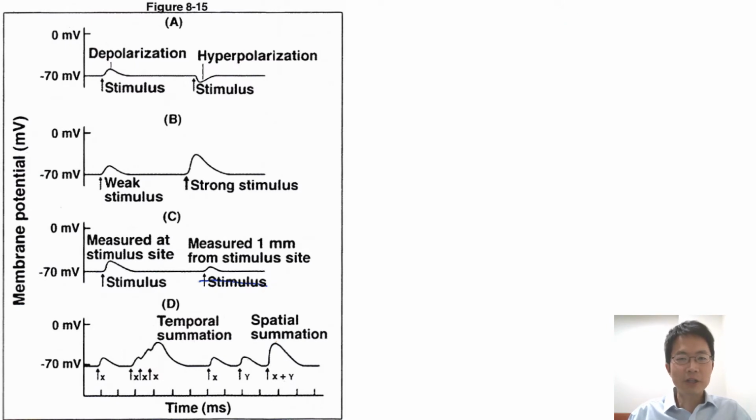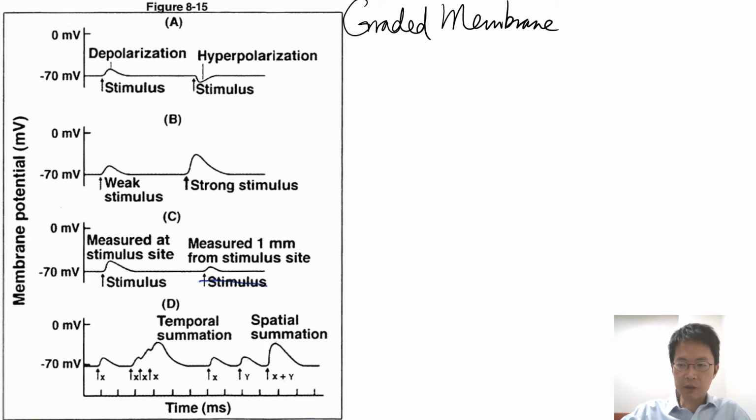We finished one of the two most important concepts in the nervous system, namely the resting membrane potential. The other important concept is called action potential. We'll probably talk about action potential either on Thursday or next Tuesday, but before that we will talk about something called graded membrane potential.